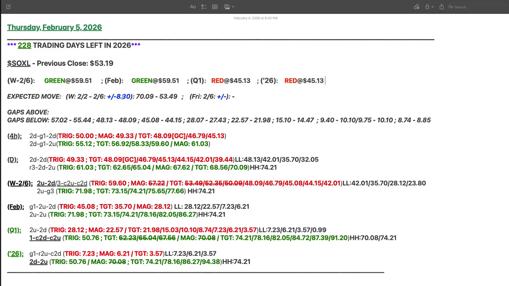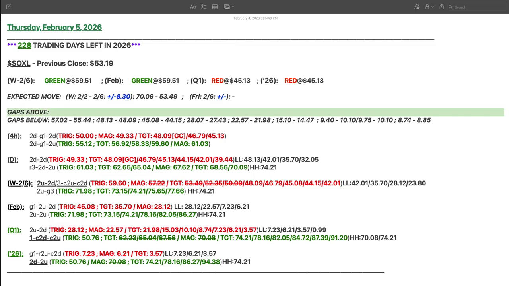Expected move for the week was plus or minus $8.31 from Friday's close price. 53.49 was that low, and you see we poked below it earlier today, getting all the way down to 49. So we'll see if we stay within that range. Again, 70% of the time, market makers are right. As of right now, as of close, they're right. But intraday, we did definitely break through that level, right?